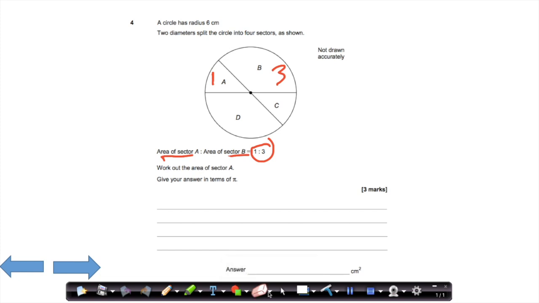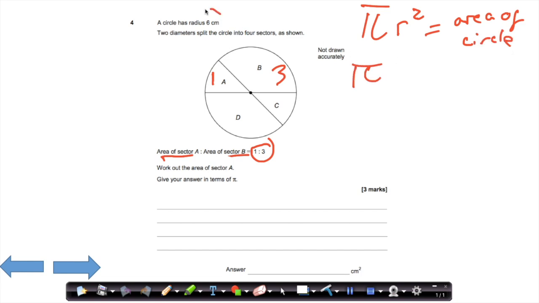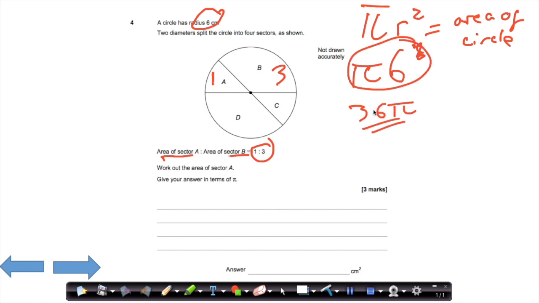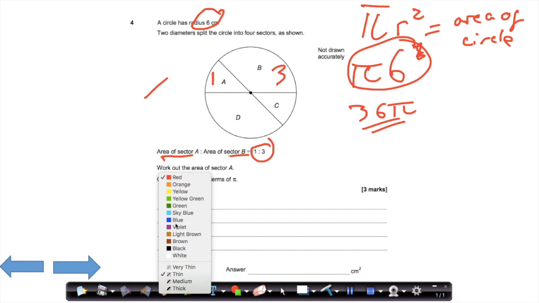Now the area of this circle, you should remember the area of a circle formula is pi r squared. So pi times r, our radius, which is 6 squared, which will be 36 pi. Okay, that'll give you your first mark. Do our marks in blue.